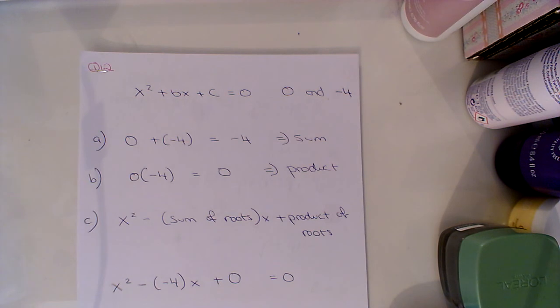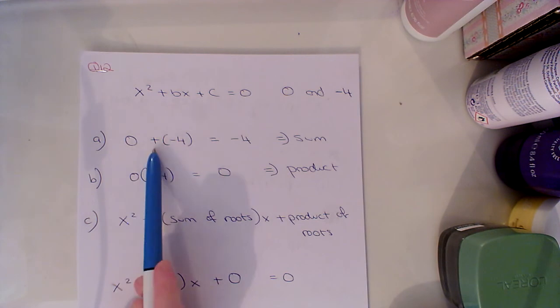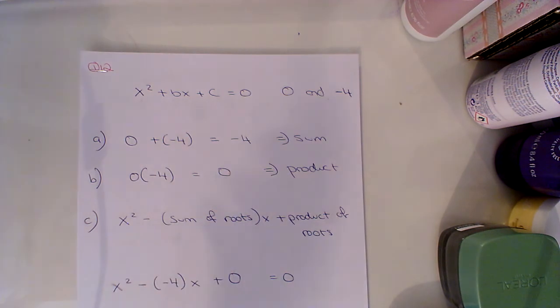So the first one says the roots of the quadratic equation x squared plus bx plus c is equal to 0 are 0 and minus 4. Okay. So I'm asked first of all to find the sum of the roots. So the sum means to add. So I have 0 plus minus 4. The answer is minus 4.